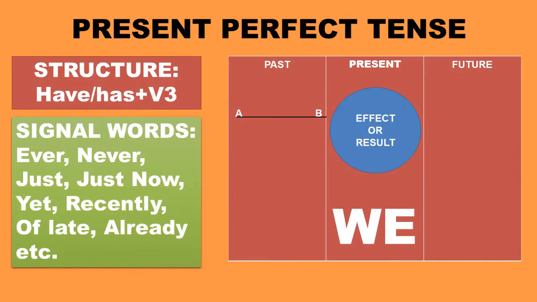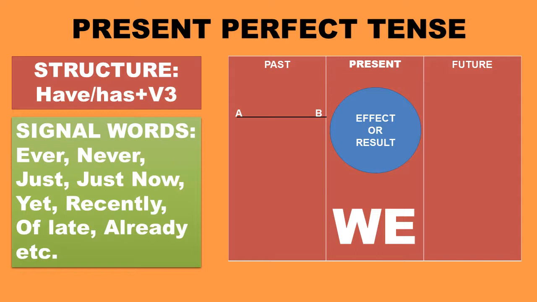Present perfect tense is used to indicate an action that has just been completed. Another important and interesting use of present perfect tense is that, as you can see on the diagram on the right side of your screen, we can divide the timeline into past, present, and future, right? And we are always in the present.